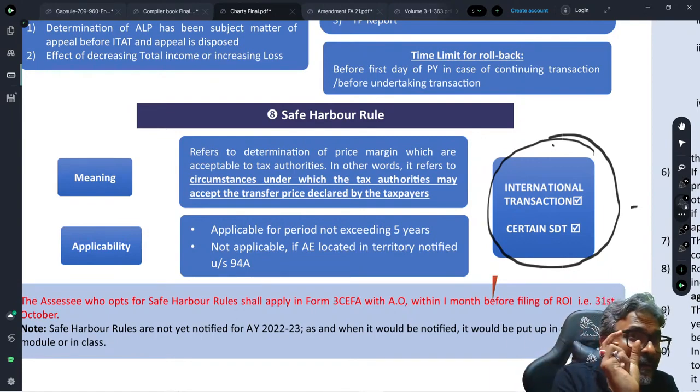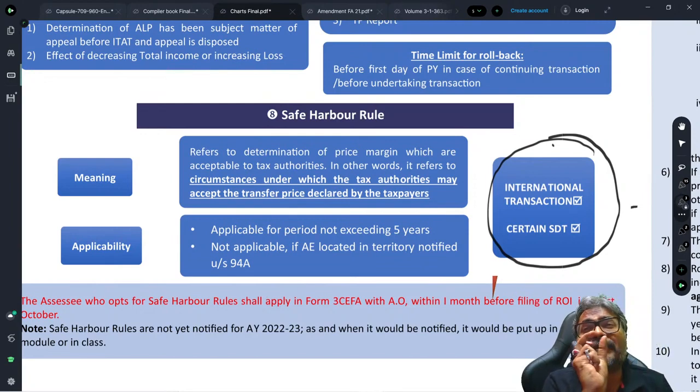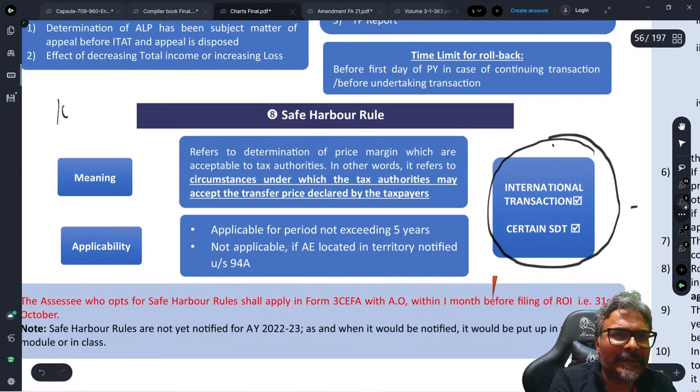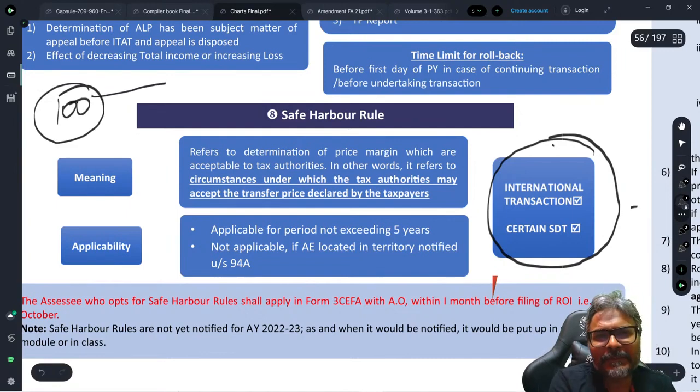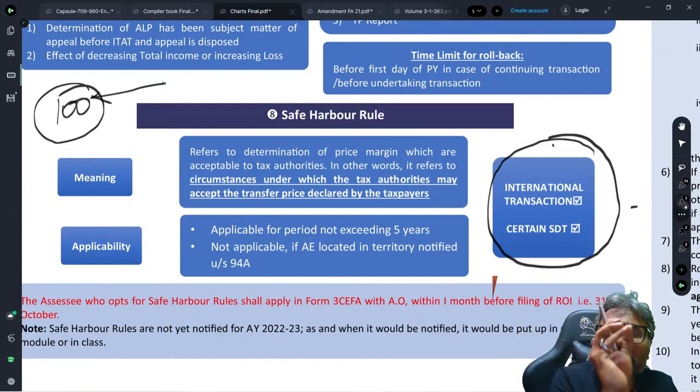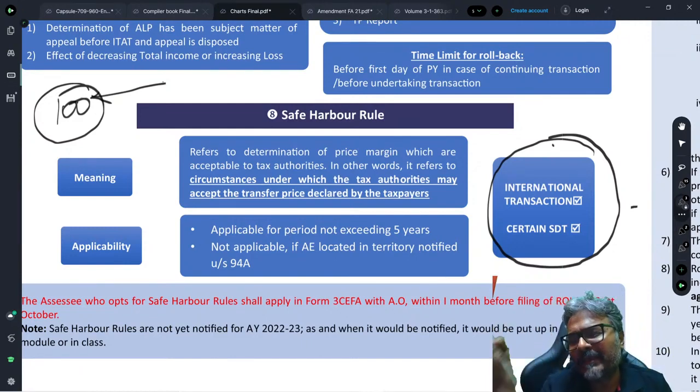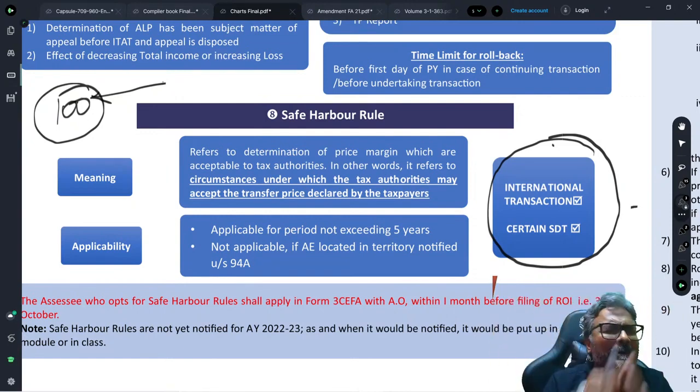If the price charged has a minimum notified safe harbor margin percentage, say the price charged is 100 by the Indian AE, and in that price they have disclosed the minimum notified safe harbor percentage, meaning the minimum margin, like the way in 44AD we have got 8% and 6%, so that is a minimum profit margin disclosed in the PGBP, isn't it? You can show it higher, well and good, but you cannot go below 8% and 6%.